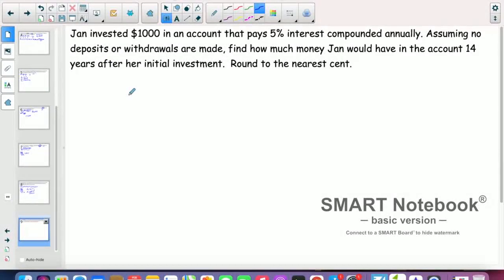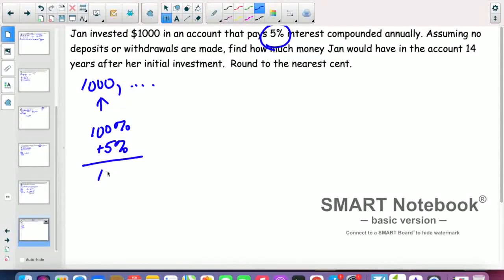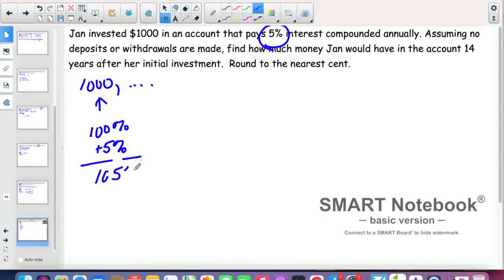Jan invested $1,000 in an account that pays 5% interest compounded annually. Assuming no deposits or withdrawals are made, find how much money Jan would have in the account 14 years after her initial investment. Round to the nearest cent. All right, so she invests $1,000 in an account and it pays 5% interest compounded annually. So basically what that means is this is 100% of the money she put in. Every year she's earning a 5% interest. So that means the amount of money in the account is going to be 105% of what she had in there the previous year.